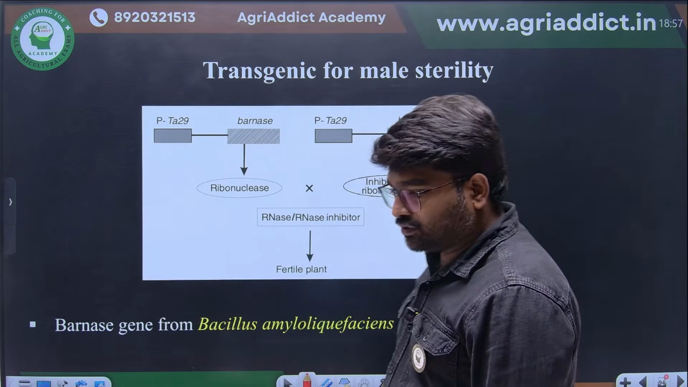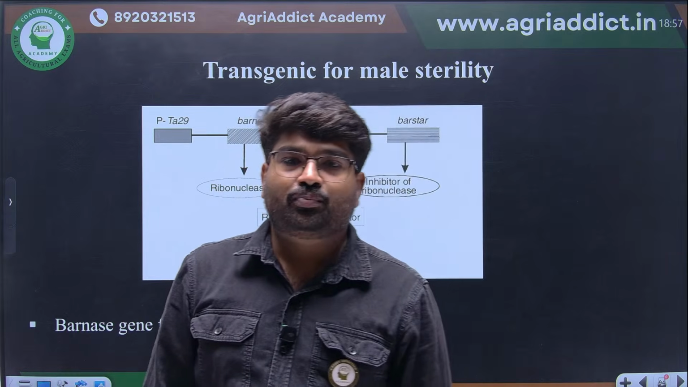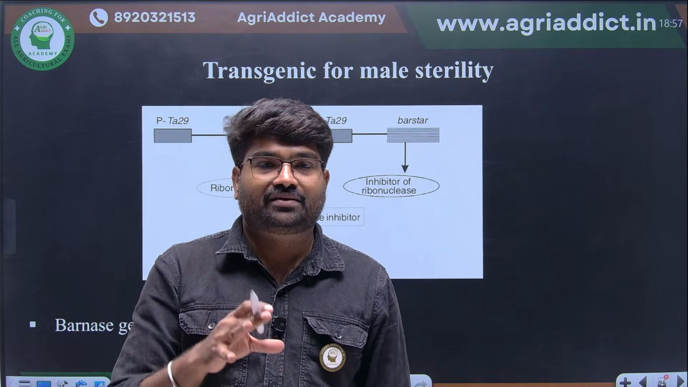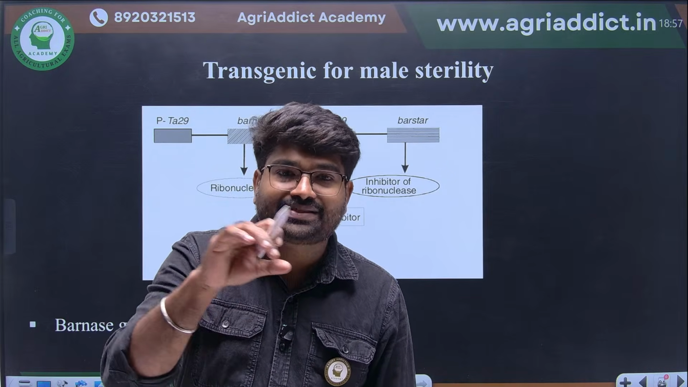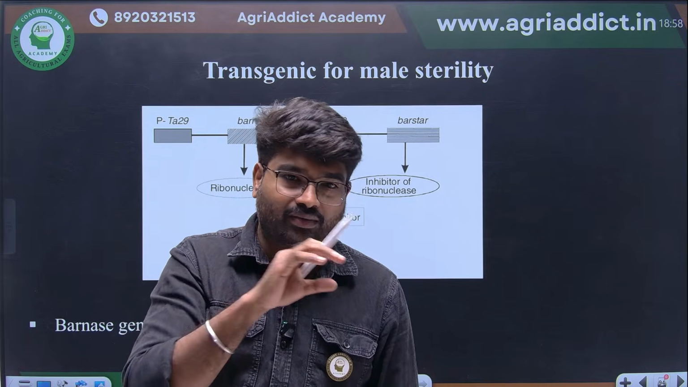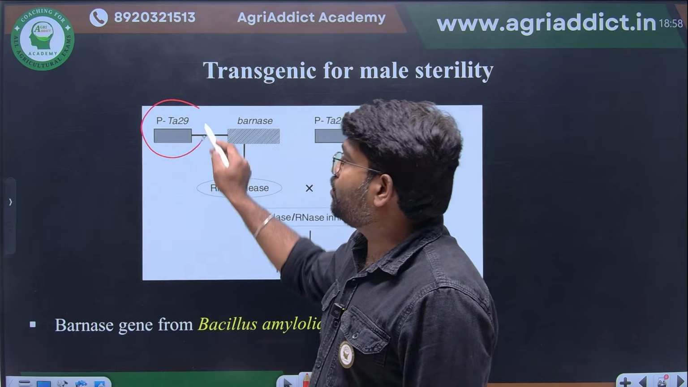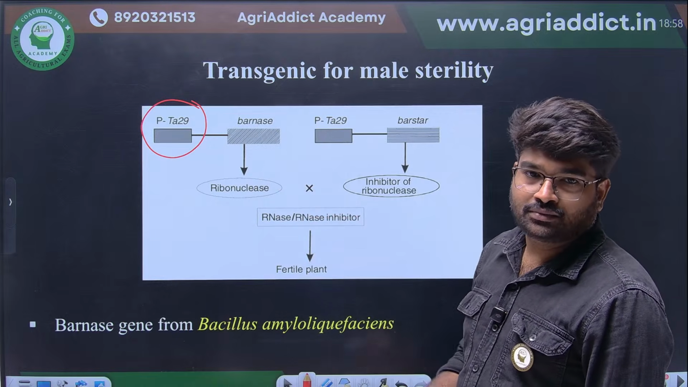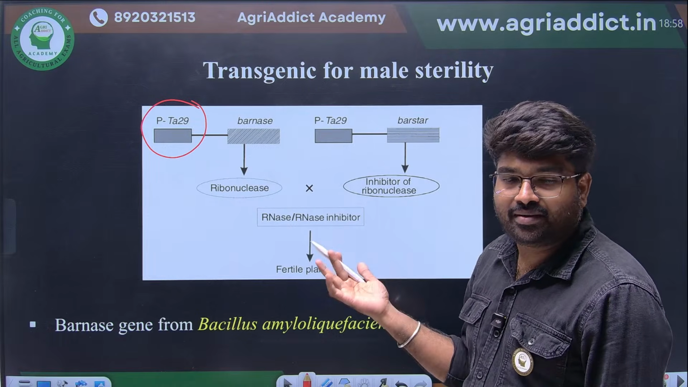Now this is the last topic, transgenics for male sterility. If you want to produce a sterile line, we can express a tapetum specific promoter. What is meant by tapetum? Tapetum is the tissue that helps in transporting nutrients to the pollen. If we use a tapetum specific promoter and express some toxic genes, the pollen viability will be decreased. Because of that, the plant will become sterile.